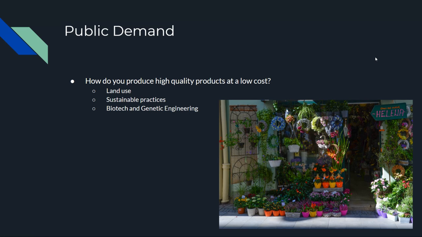All right, so how do we produce high quality products at a low cost? Number one, we need to look at land use. Then you need to look at sustainability or sustainable practices and biotech and genetic engineering. So basically, going back to what we talked about with the economic impact, is implementing science into your operation, whatever the operation is, finding the best ways, the safest ways, and the least impactful ways to produce whatever products are in demand in your area.